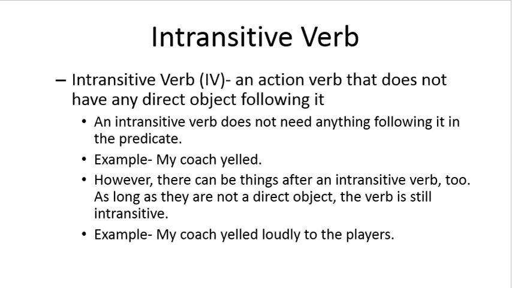The other type of action verb is called an intransitive verb. An intransitive verb is an action verb that does not have any direct object following it. An intransitive verb does not need anything following it in the sentence. For example, my coach yelled. So that would be an intransitive verb because there is no direct object following it. The action verb is yelled because there's nothing following it. So that is obviously an intransitive verb.